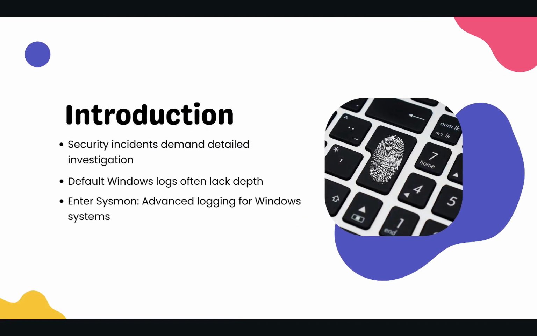When a security incident happens, just knowing that something went wrong isn't enough. We need to understand what, how, and when something happened. Windows does log events, but they are not detailed enough. That's where Sysmon comes in. It gives us deep, detailed insights.